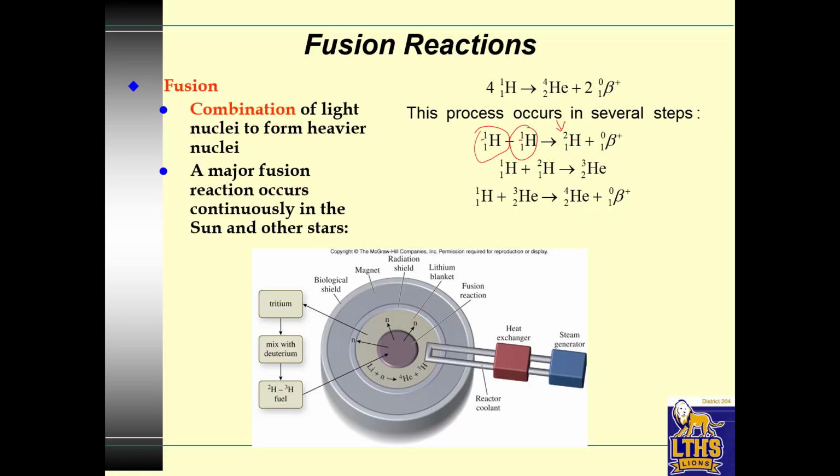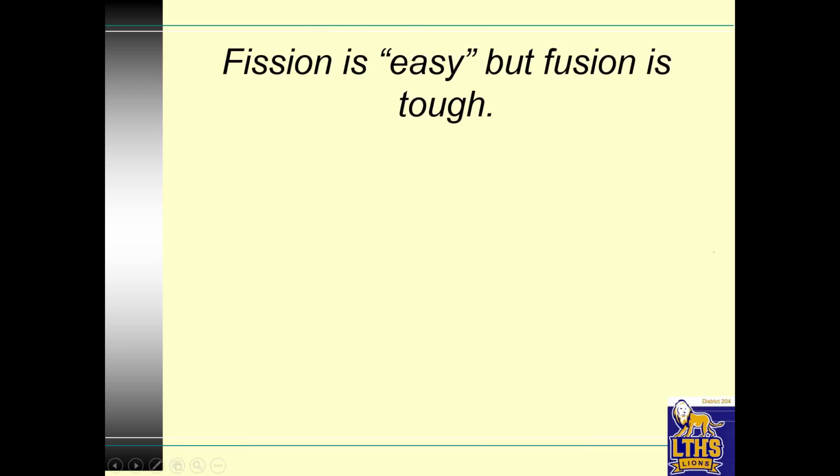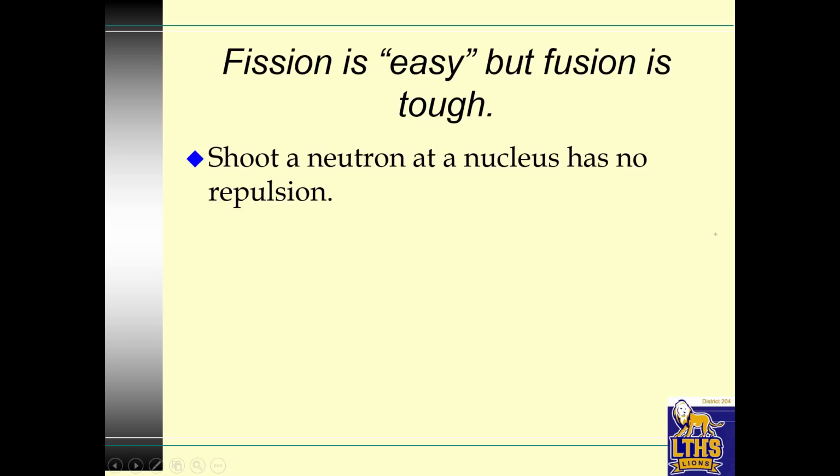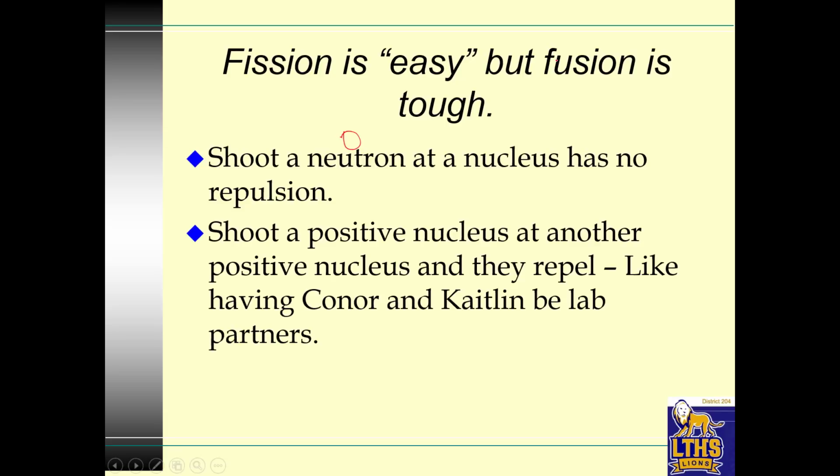Now, when people do this, what happens is they smash these things. They use all kinds of energy, using magnets to accelerate this around fast, smash it into another one, and kaboom, you have yourself a little bit bigger one. Fission is easy, but fusion is tough. If you shoot a neutron, charge equals 0, at a nucleus, charge is positive. There's no repulsion. But if I shoot a positive nucleus at another positive nucleus, remember, like charges repel.